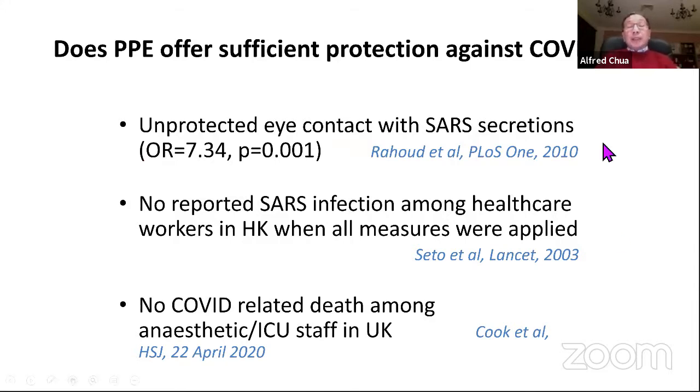Thank you. But there's some indirect evidence. If you look at SARS, the Toronto group showed that if you have unprotected eye contact with the SARS patient, you have an odds ratio of 7 times to pick up the disease. And equally in SARS in Hong Kong, when they did the retrospective analysis, every single infected healthcare worker had reported a PPE breach. None of those who reported no breach picked up any infection. The third evidence comes from the COVID case deaths in the UK. Koch published a paper recently in April: among all the healthcare workers who died, there was no anesthetic or intensive care staff. I think together they give you some indirect evidence to support that properly worn PPE is sufficient protection.